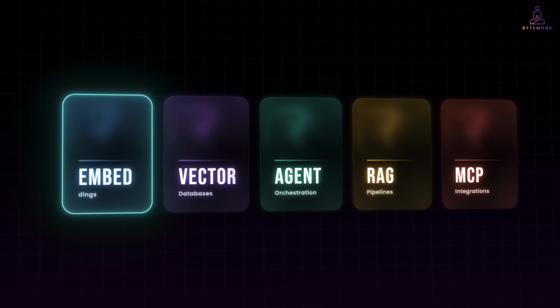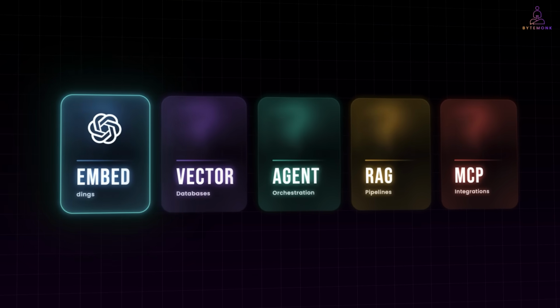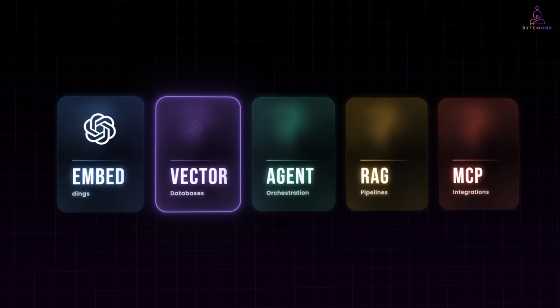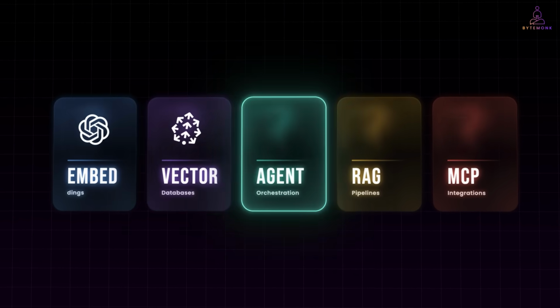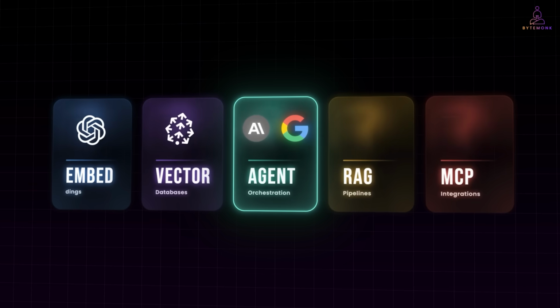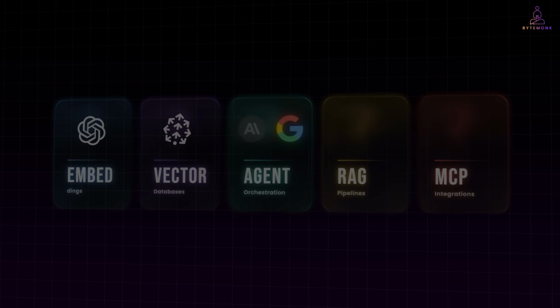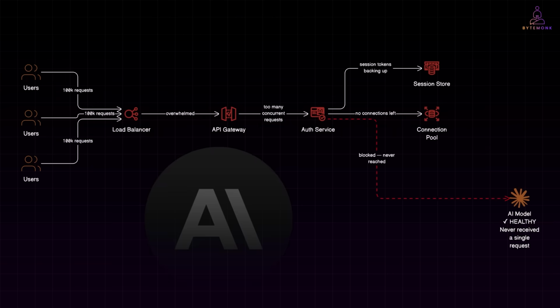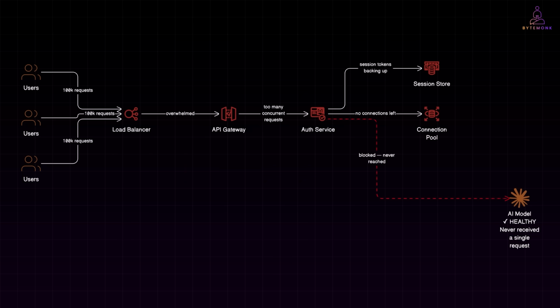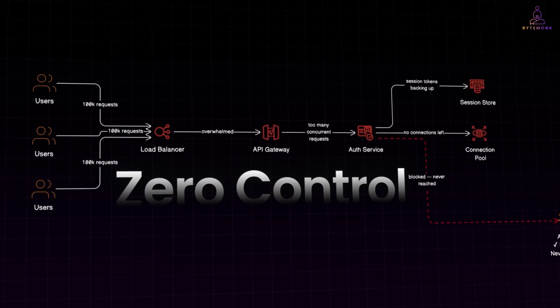Your embeddings are computed by OpenAI's API. Your vector database might be hosted on Pinecone's cloud. Your LLM calls are going to Anthropic or Google. And when any of those goes down, your product goes down with it. I covered the Anthropic outage in detail in a separate video, link in the description. But the point is simple. You have zero control over the infrastructure.